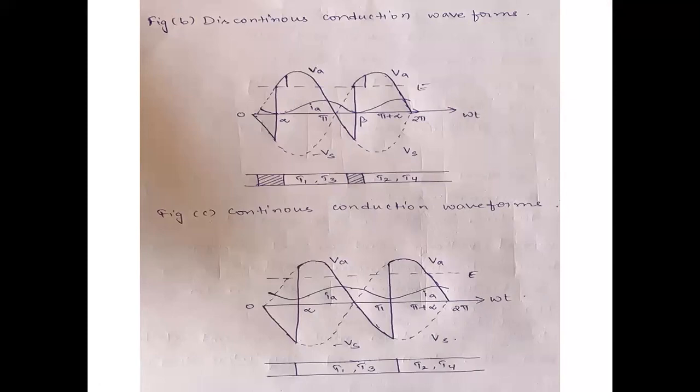For this continuous conduction mode, we have to analyze these waveforms. Actually, theory is over and now we are going into practical. From figure C, continuous conduction mode, VA, the armature voltage of the motor, can be written as 1 by pi. Continuous conduction mode is from alpha to pi plus alpha. So this is one cycle, alpha to pi plus alpha, and it resembles a sine wave.